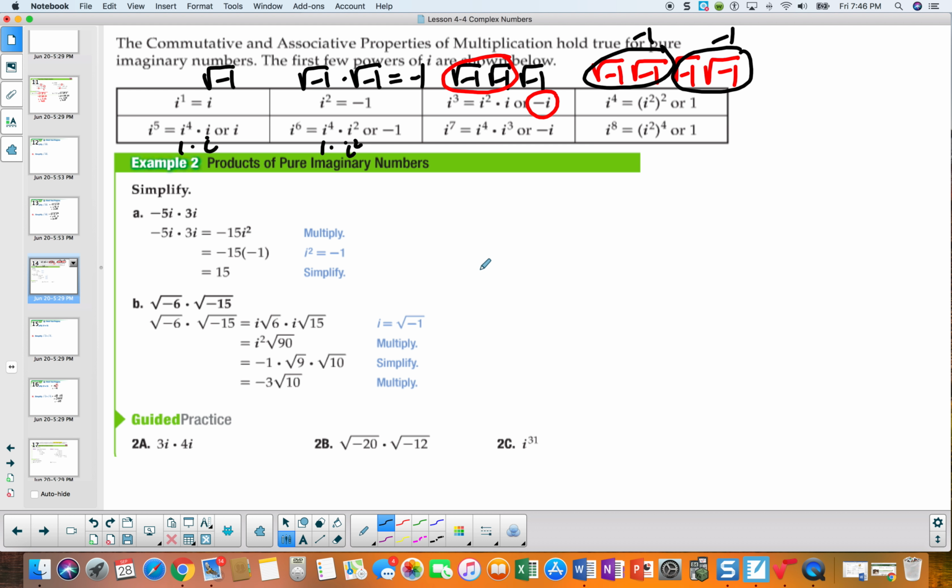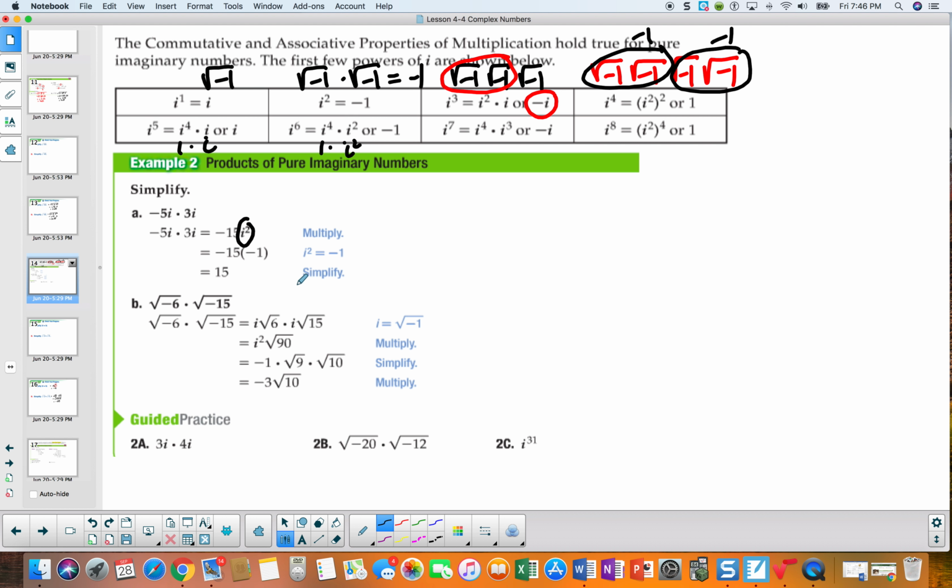Okay, let's take a look at simplifying. We're going to multiply the two numbers, and that'll be negative 15, and i times i is going to make i squared. Remember that this part right here represents a negative 1, so negative 15 times negative 1 will be 15. Let's go ahead and write it in terms of i. So this is i root 6, i root 15. The two i's are going to multiply to be i squared, and we know that i squared is negative 1. We simplify the root 90 to root 9, root 10, and then we'll have negative 3 root 10.